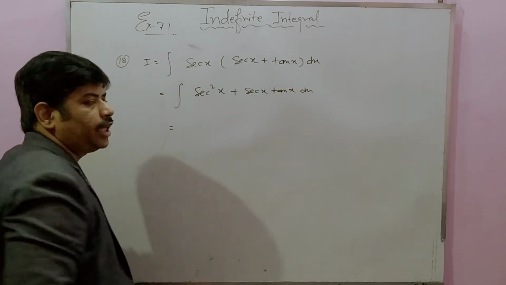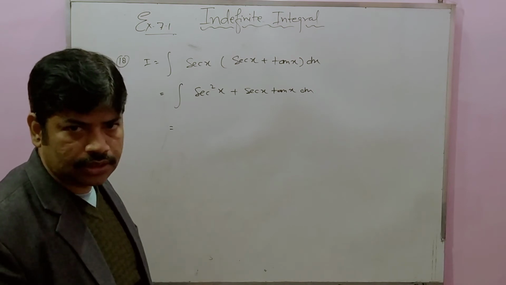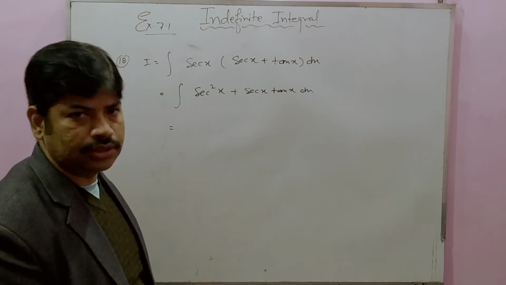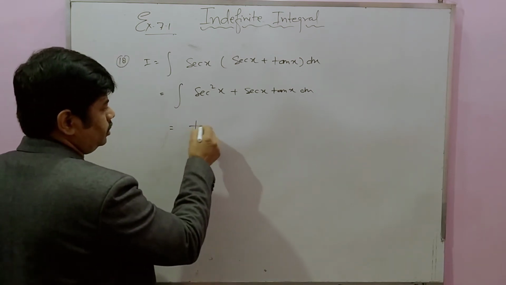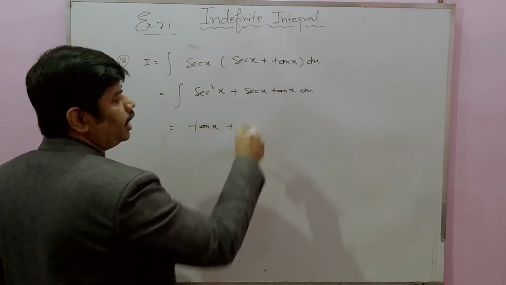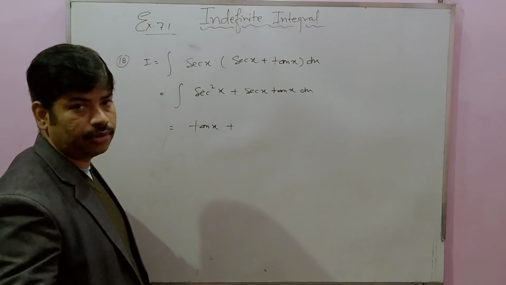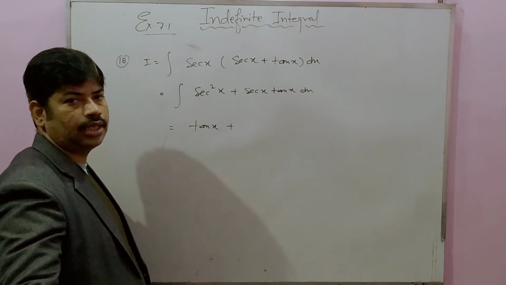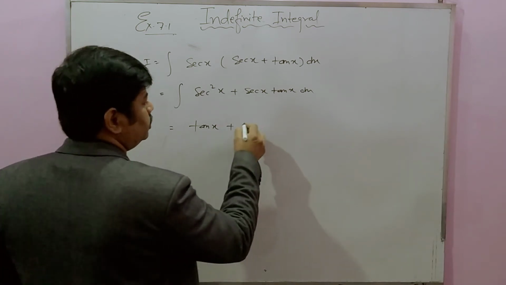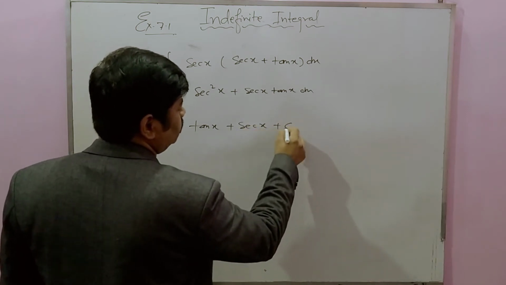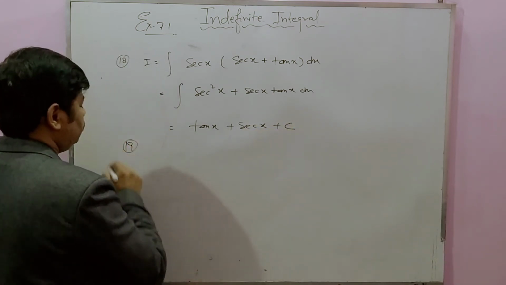You know the derivative of tan x is sec square x, so the integration of sec square x is tan x. And the derivative of sec x is sec x tan x, so the antiderivative of sec x tan x is sec x. So tan x plus sec x plus c. Question number 19.